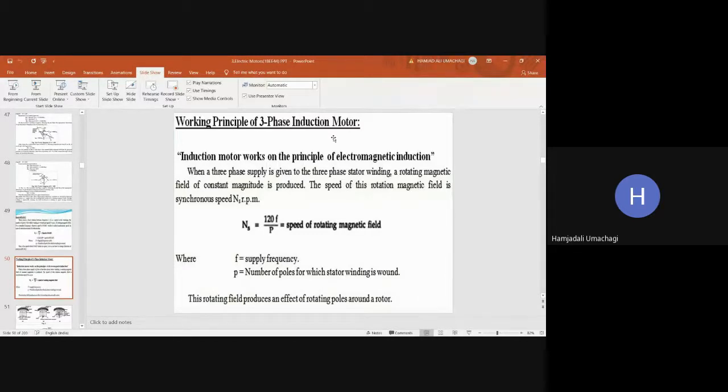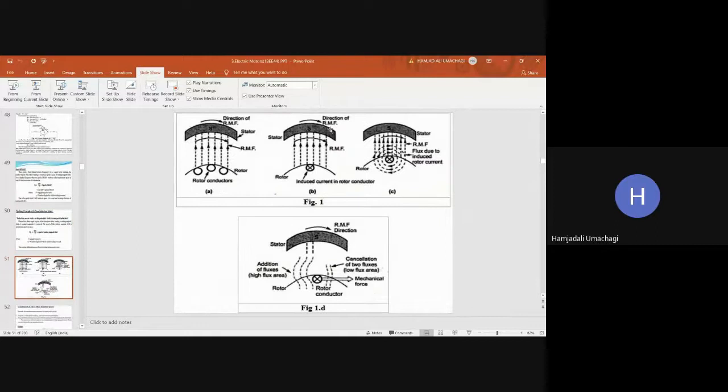Because of that reason, we call the induction motor a rotating transformer. Is it clear, all of you? Yes, sir. Okay. Now, how are you going to produce the torque? How will the movement of the rotor take place?